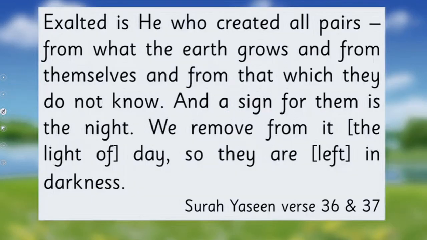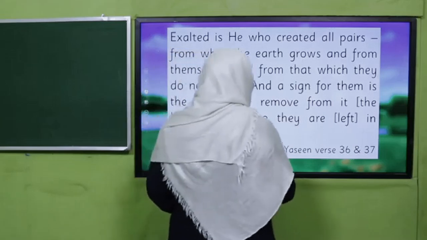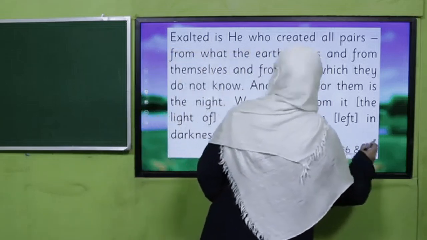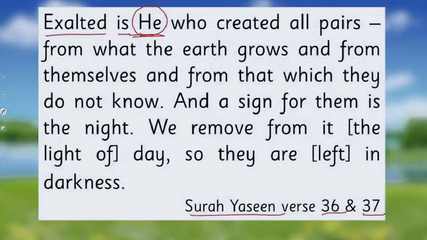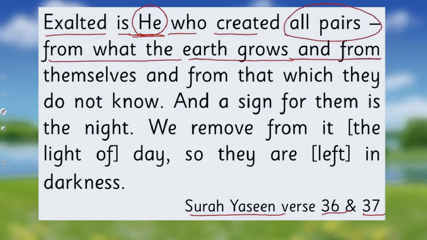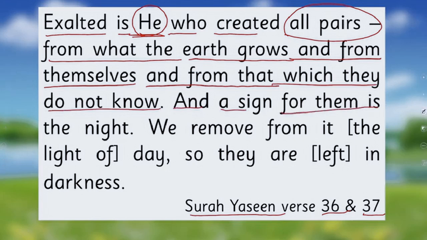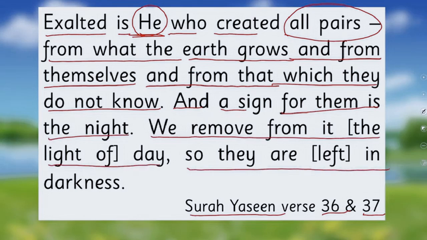Let's start with the name of Allah subhanahu wa ta'ala. Allah mentions in Quran, Surah Yasin, verse 36 and 37. Exalted is He, Allah subhanahu wa ta'ala, who created all pairs, from what the earth grows, and from themselves, and from that which they do not know. And a sign for them is the night. We remove from it the light of day, so they are left in darkness.